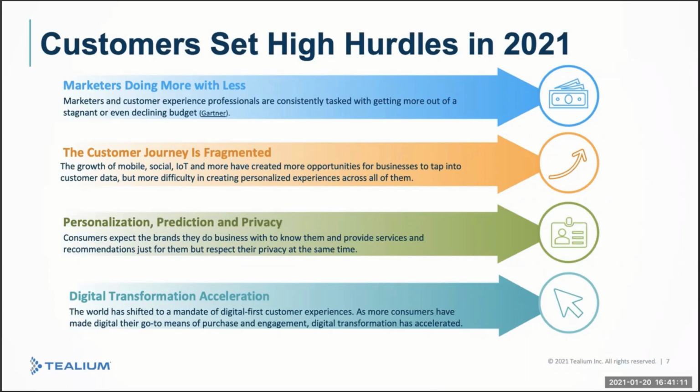So marketers doing more with less. And quite frankly, that's a what's new for marketers who are watching this webinar. It's like, what's new? My budget never increases. Maybe it's stagnant in the good years, but we're always asked to do more with less. I think that's especially prevalent in 2021, especially for industries that are heavily impacted by COVID-19. Even Gartner is tracking some of this data on marketers and customer experience professionals. Not only are they consistently tasked with getting more out of a stagnant or declining budget, but that might be even more prevalent this year as budgets may have steeply declined.